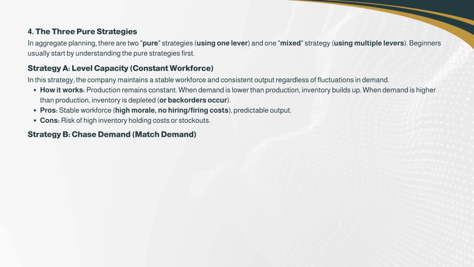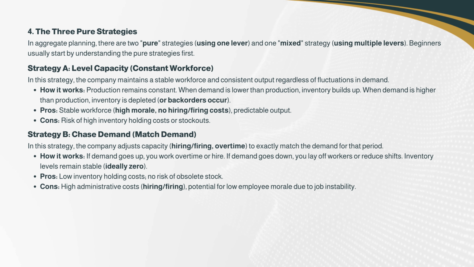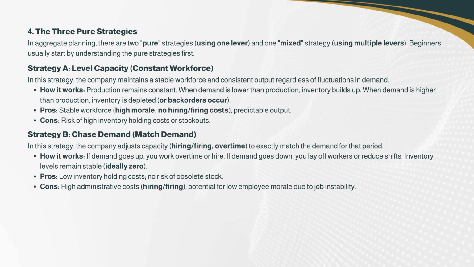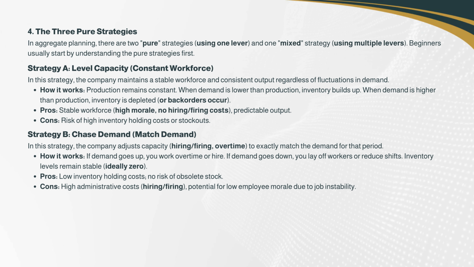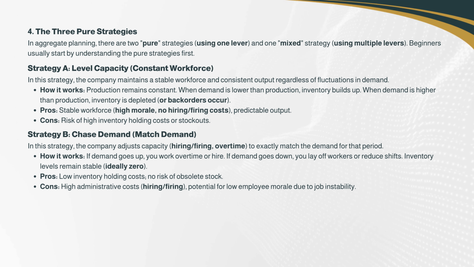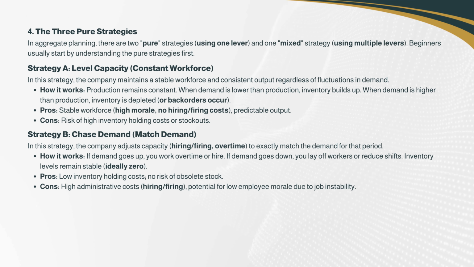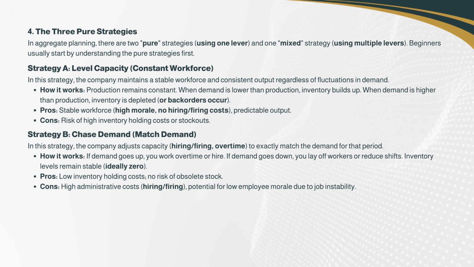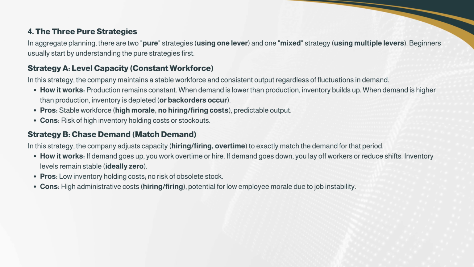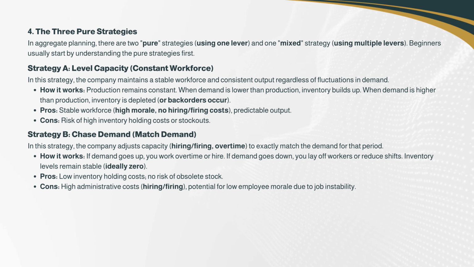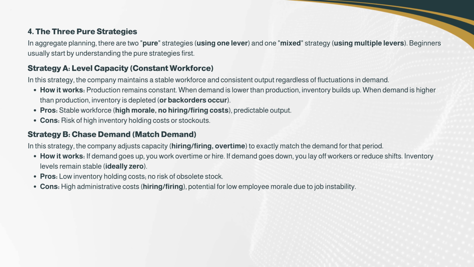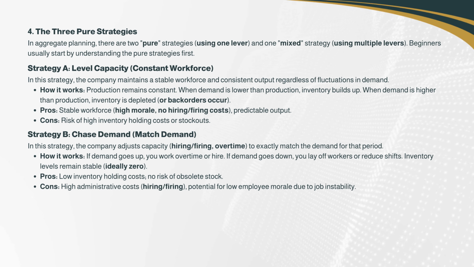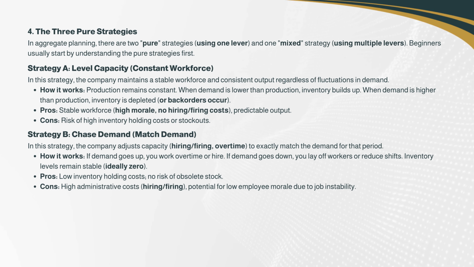Strategy B. Chase demand, match demand. In this strategy, the company adjusts capacity, hiring, firing, overtime, to exactly match the demand for that period. How it works: if demand goes up, you work overtime or hire. If demand goes down, you lay off workers or reduce shifts. Inventory levels remain stable, ideally 0. Pros: low inventory holding costs, no risk of obsolete stock. Cons: high administrative costs, hiring, firing, potential for low employee morale due to job instability.